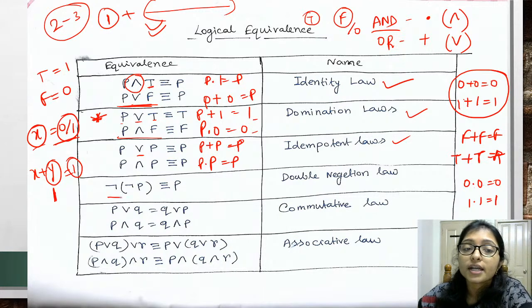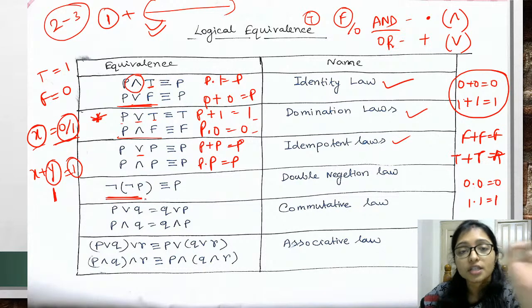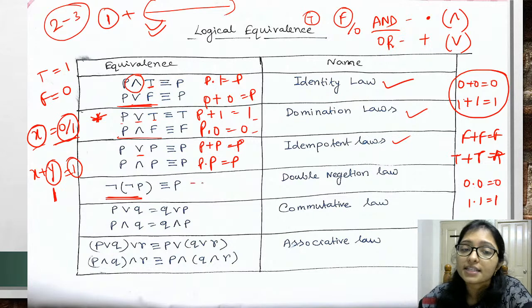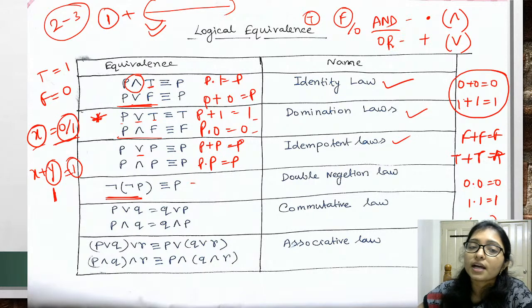Now not, double negation. This is the double negation, means not and then again not, means it is coming P only, because not, then not 0. What will come? It will be not 1, that is 0 will come, right? Not 0 means not 1 means 0 will come, that is the same is coming, right? This is called the double negation.